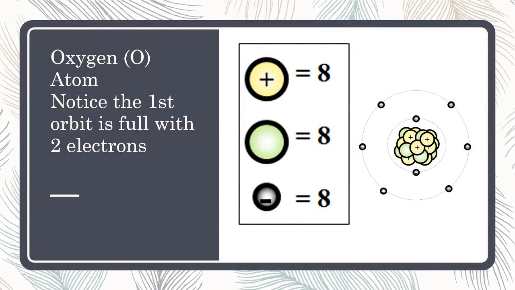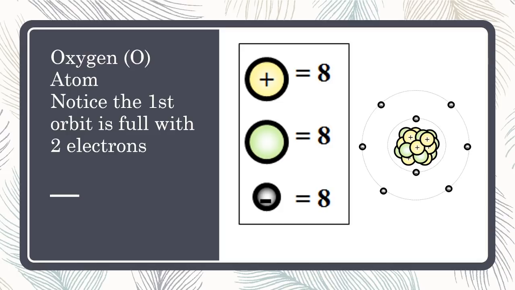Oxygen jumped up quite a bit. The first orbit is now full on oxygen. The first orbit caps at 2 electrons. And then I have 6 more, and those 6 more go into the second orbit around the first. Okay, so I put 2 electrons right next to the nucleus. I put them inside that first orbit because that's the most desirable place. And then the next 6 end up in the next orbit up, the second energy level.